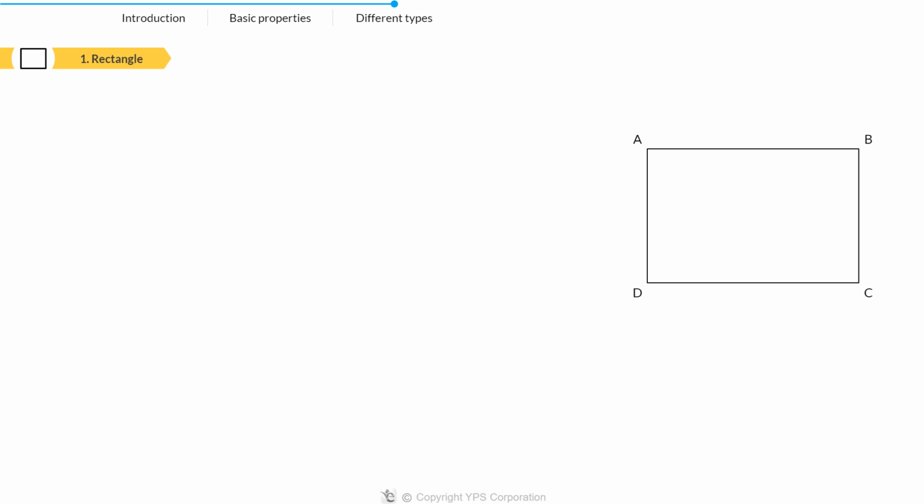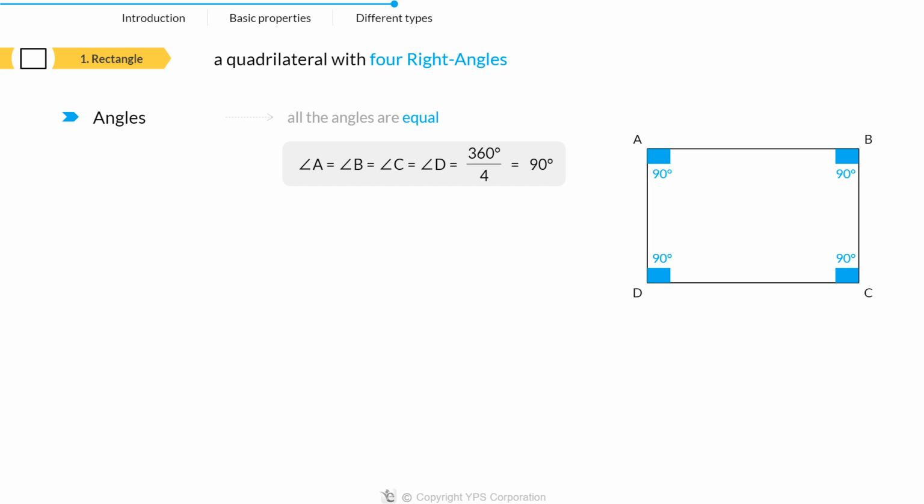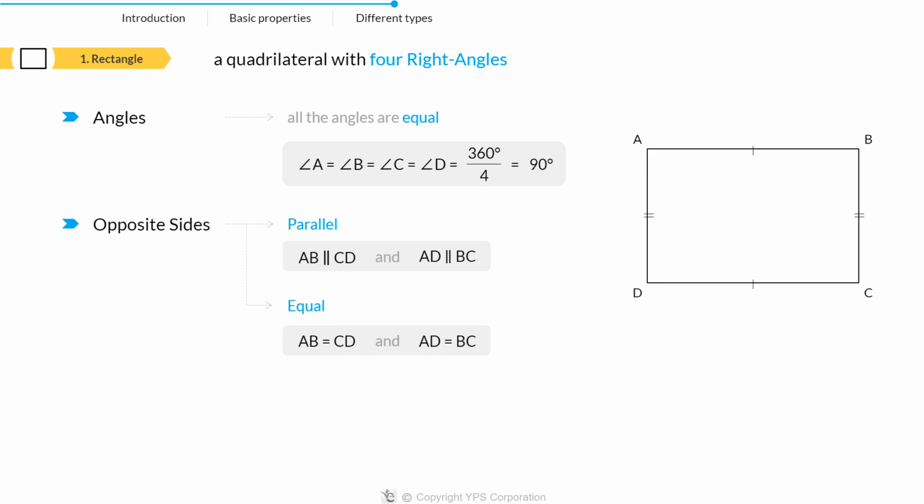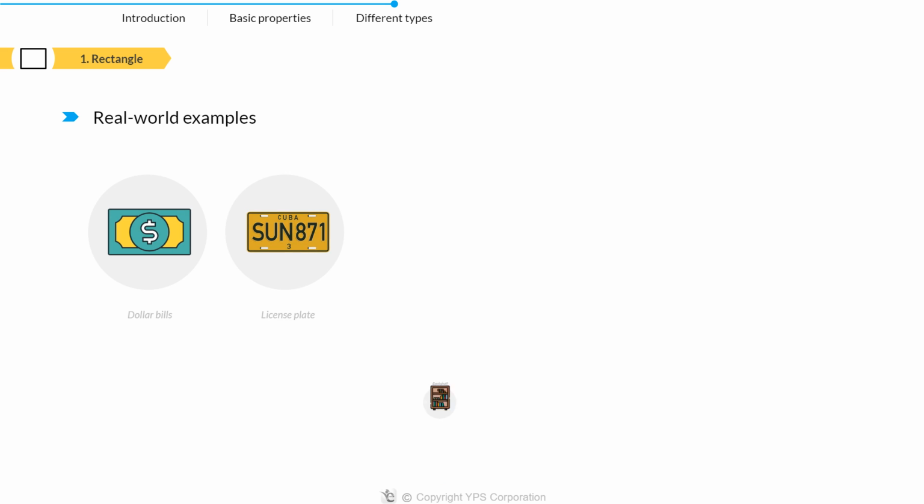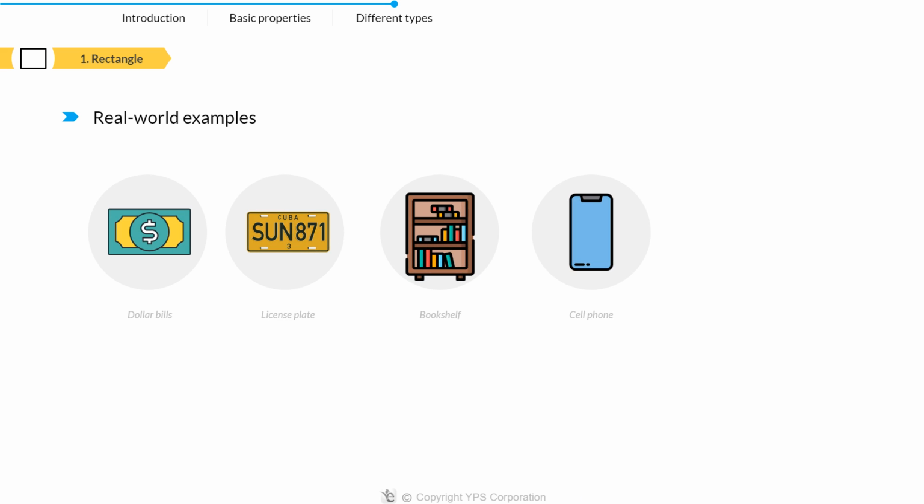A rectangle is a quadrilateral with four right angles. Thus, all the angles in a rectangle are equal, that is 90 degrees. Moreover, the opposite sides of a rectangle are parallel and equal, and diagonals bisect each other. Some real-world examples of rectangles are dollar bills, license plates, a bookshelf, cell phones, chocolate bars, and many more.